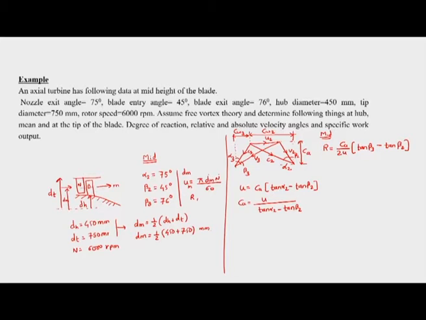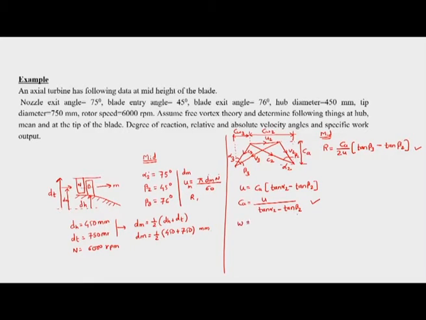So we know u, which is found out from pi dn by 60 for mid. You have to take mid height over here and find this out. We know alpha 2, we know beta 2, so Ca can be found out. Once Ca is found out, we will put this Ca over here and then find out what R is. Since Ca is known, u is known, beta 3 is known, beta 2 is known, R can also be found out.